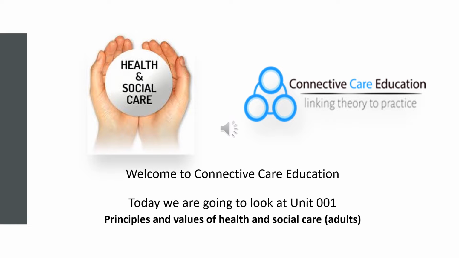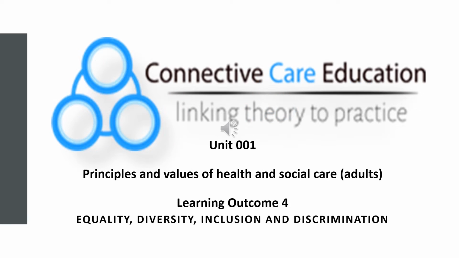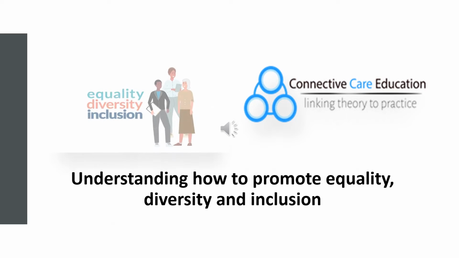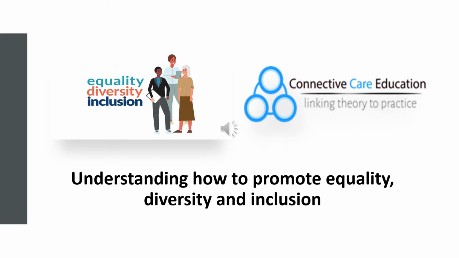Today we are going to look at Unit 001, Principles and Values of Health and Social Care Adults. Unit 001, Principles and Values of Health and Social Care Adults, Learning Outcome 4, Equality, Diversity, Inclusion and Discrimination. Understanding how to promote equality, diversity and inclusion.